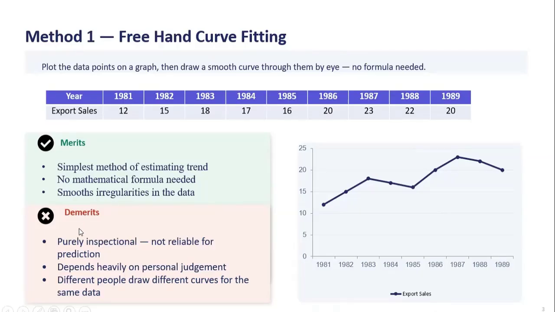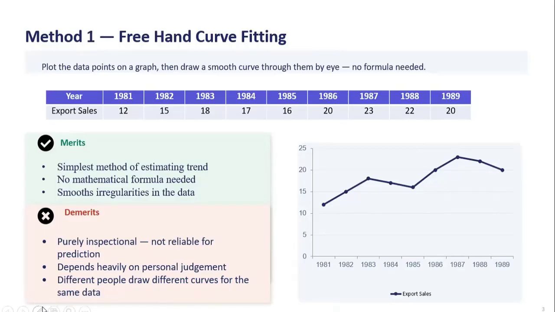Disadvantages: it is subjective. It depends purely on personal judgment. Different people may draw different trend lines for the same data. Because of this, it should not be used to make serious future predictions.